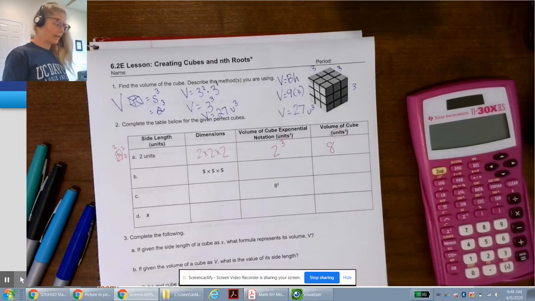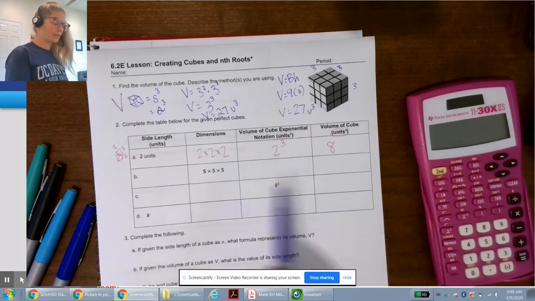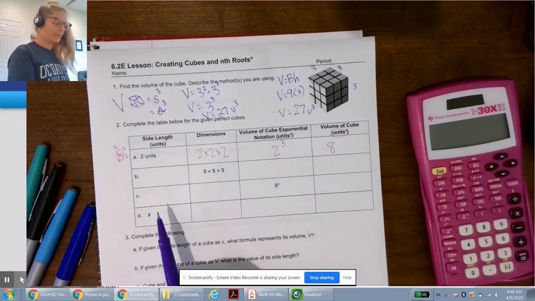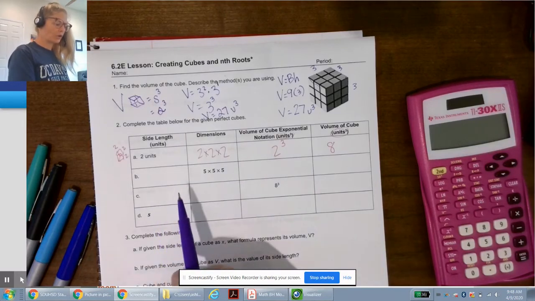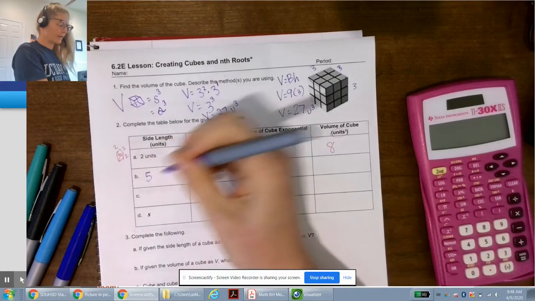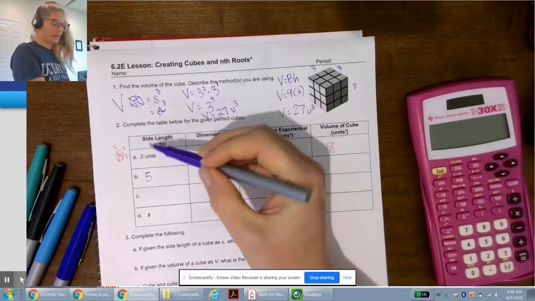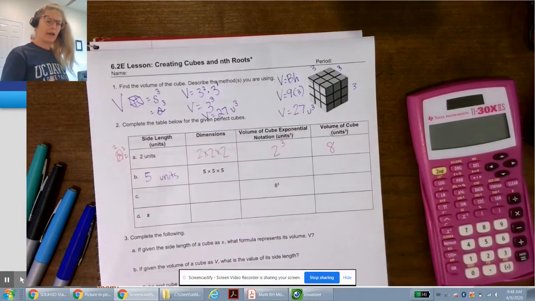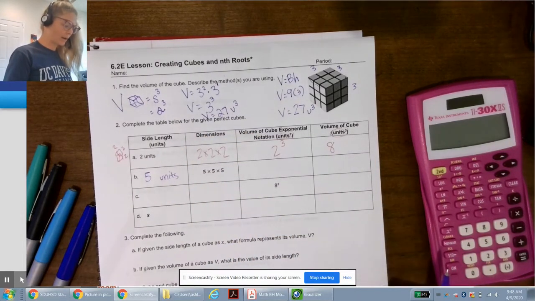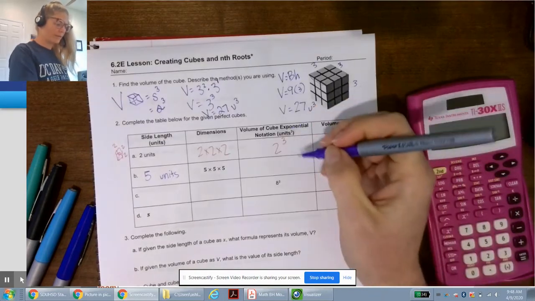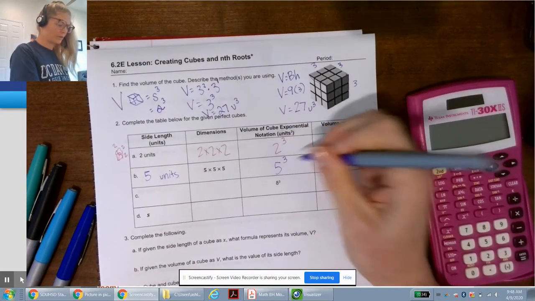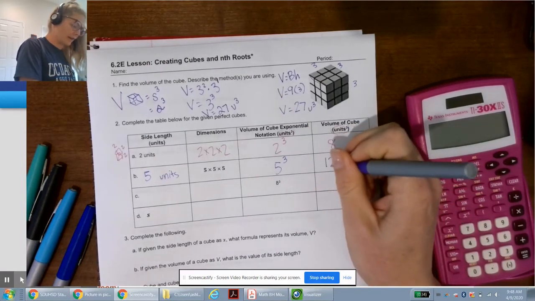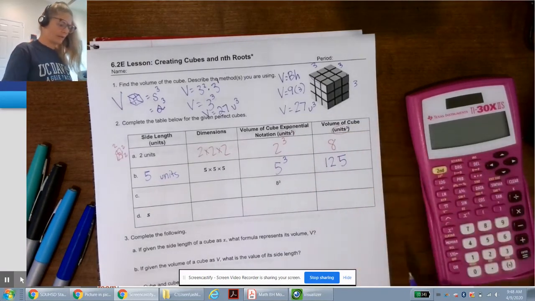Okay, let's look at our next row. Our dimensions are 5 by 5 by 5, which means the side length of one edge of our cube is going to be 5. And we don't really need the word units there, but we can if we want. Since they did it there, we want to emulate their work as much as possible. So the volume in exponential form is going to be 5 to the third. And 5 times 5 times 5 is 125 cubic units.